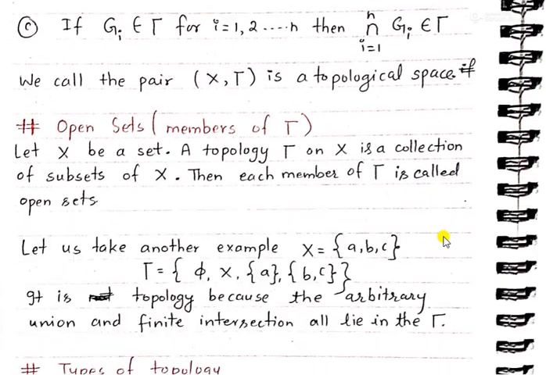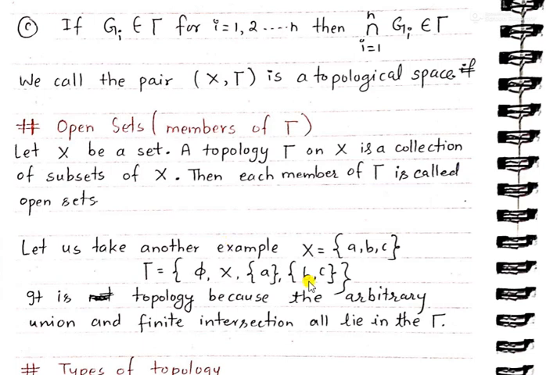So let us go to another point, and that's open sets. What do open sets mean? The open sets are also called the members of the topology tau. Let X be a set. A topology tau on X is a collection of subsets of X. We know that. Then each member of tau is called an open set. This is very clear: if we have a topology, each set of that topology is called an open set.